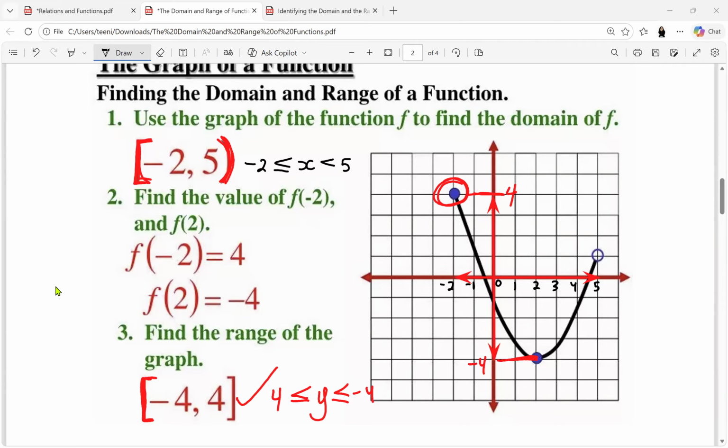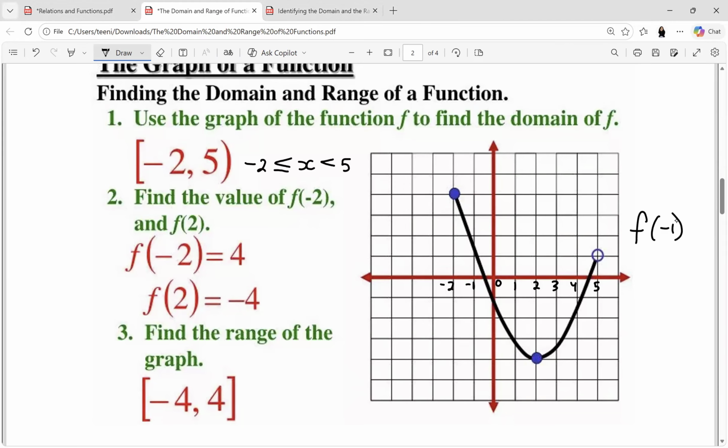All right, let me ask you all a question based on this. We already identified the range, and I just showed you how you would figure out a value like f of -2. Can anybody tell me what f of -1 will be? Let's see. Genesis, what do you think, from the graph? What would f of -1 be equal to?